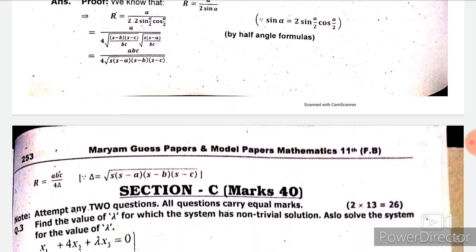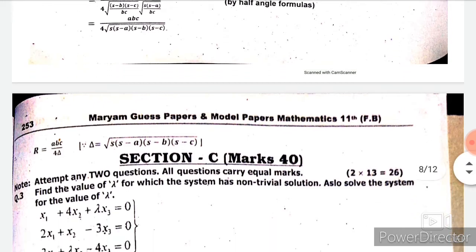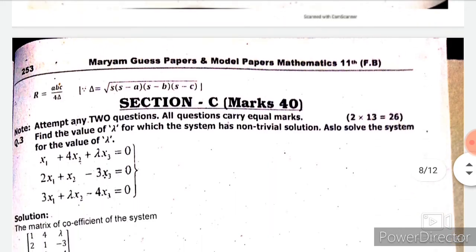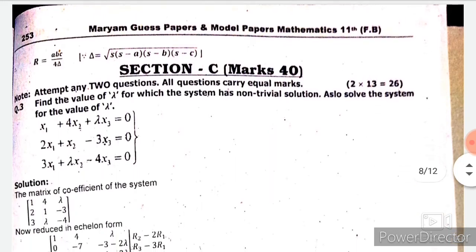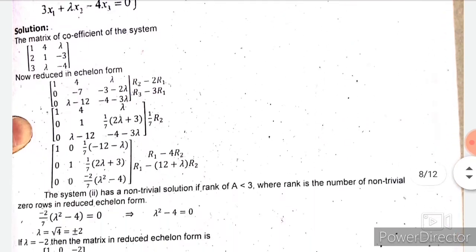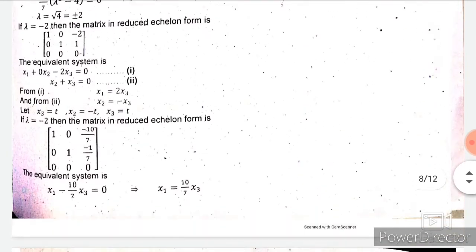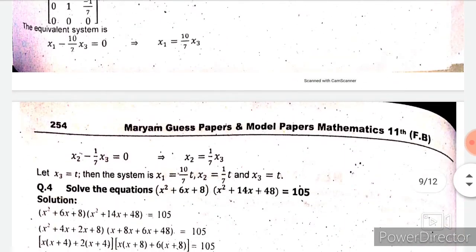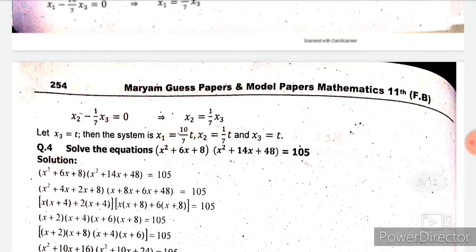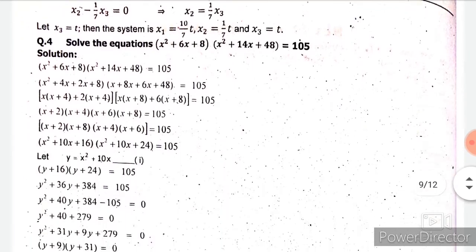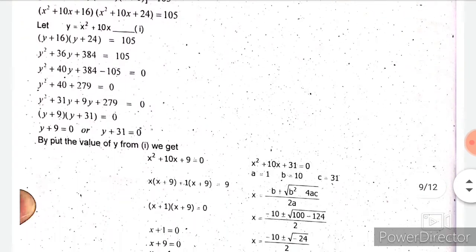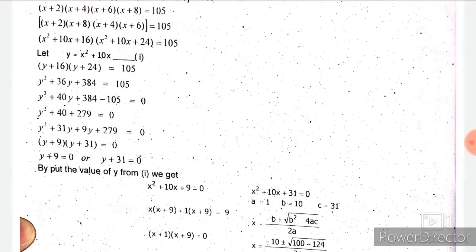Now moving towards Section C, which also contains 40 marks. Question number 3 is from chapter number 3, exercise 3.5. So you can see the solution. Then question number 4 is from chapter number 4. You can see the solution.